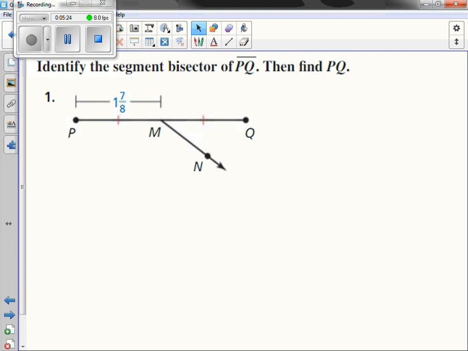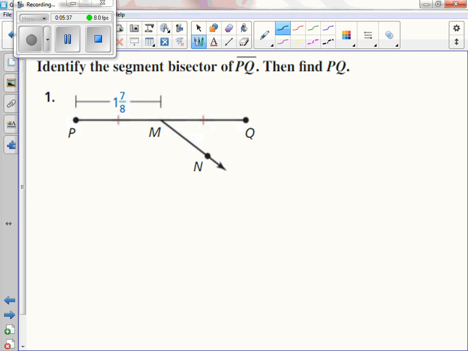So again, this one here is another one. We're dealing with a bisector. Here, identify the segment bisector of PQ, then find PQ, the whole length. The segment bisector for line PQ is Ray MN, is the segment bisector.